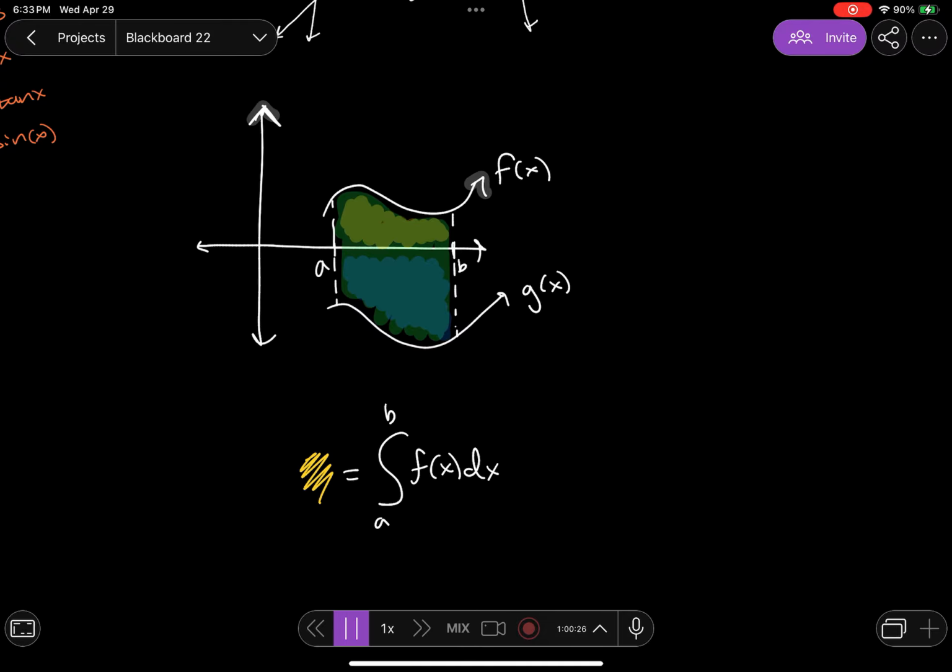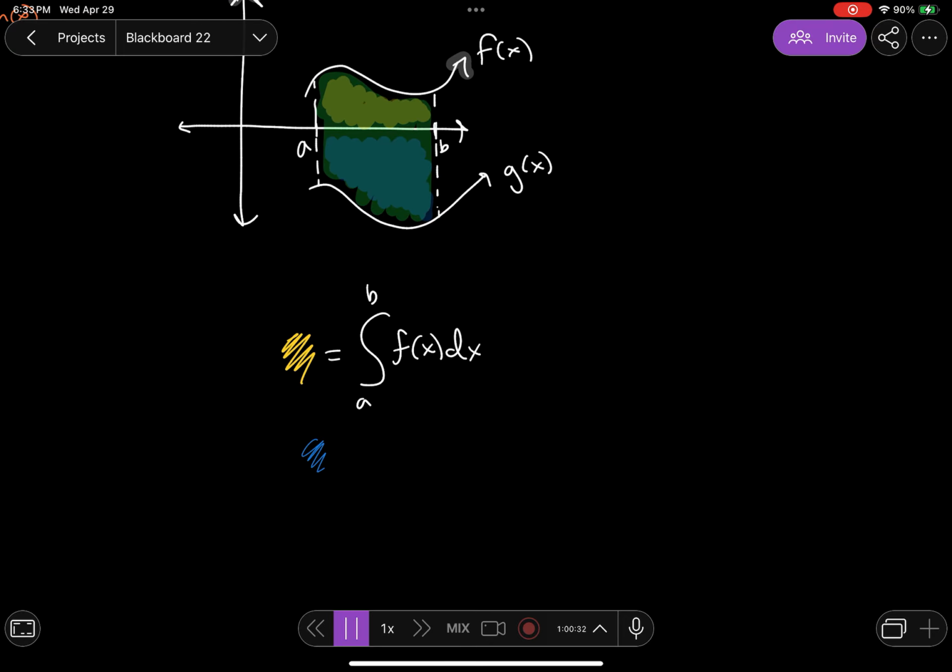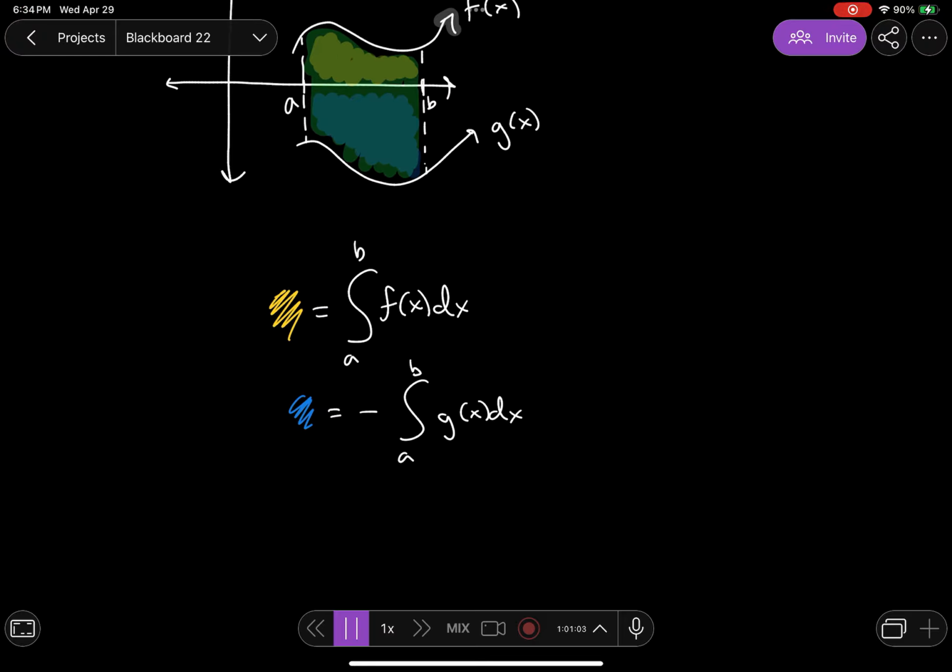Now, this blue area is going to be the negative of the integral of a to b of g of x dx. Notice that this integral on its own is going to give us a negative area because it's below the x-axis. But I don't want negative area. I want the total green area here. So to make that negative area positive, I simply throw a negative on it. But what I want to do, based on the picture, is add the yellow area and the blue area to get the green area, which is what the question originally asked.